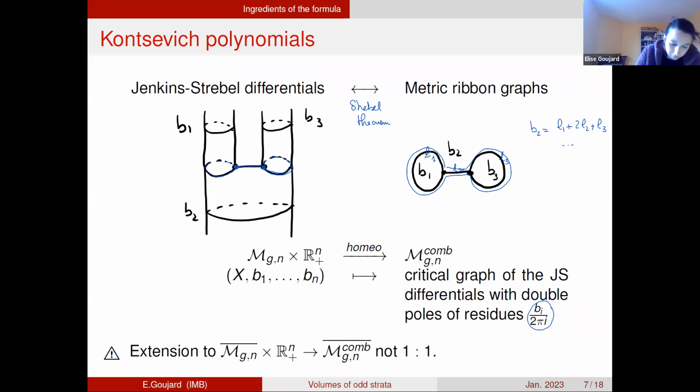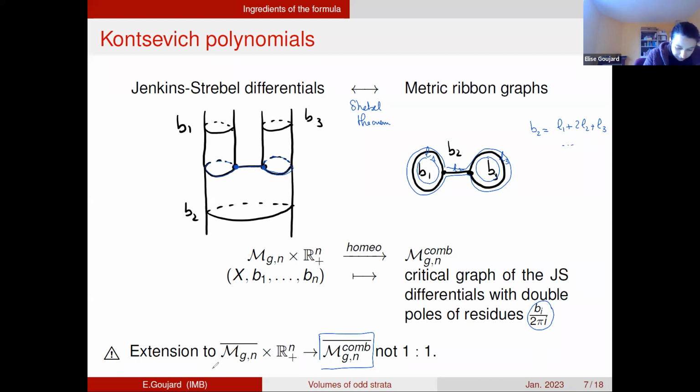Yeah, so I can think of a ribbon graph as a quadratic differential if I wish. Okay, so this is the story, and I get this homeomorphism. You need to be a bit careful if you want to extend this homeomorphism to the natural boundary of the moduli space. Here, there is a natural compactification of the combinatorial moduli space by so-called stable ribbon graphs. Okay, I won't go into details for that.